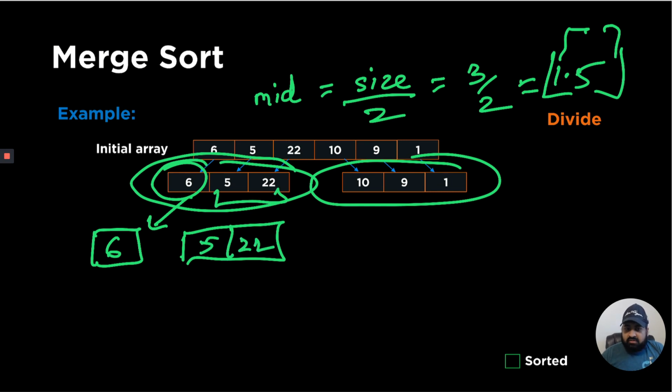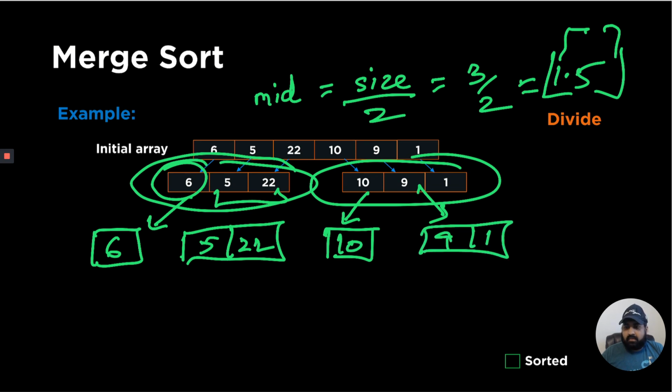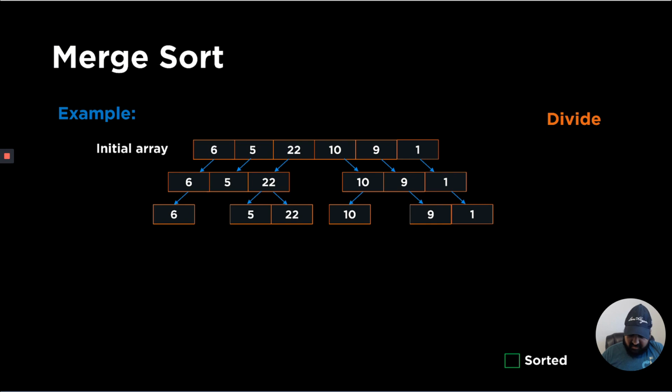Similarly, we are going to call merge sort on the left half for this array. So in this case, it's going to be 10 and 9 and 1. So you can see in the next iteration, we'll have something like this.